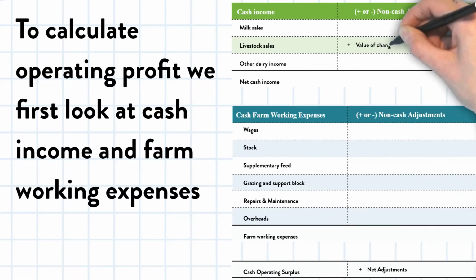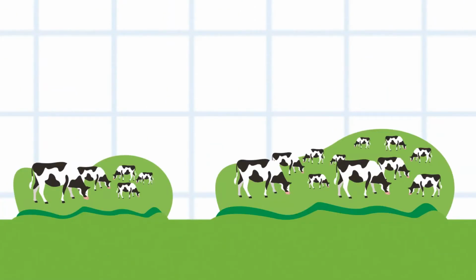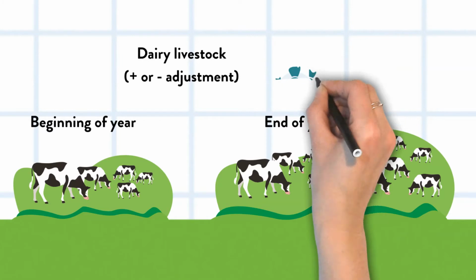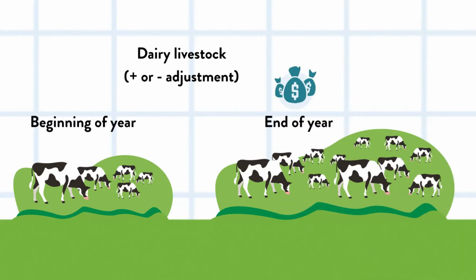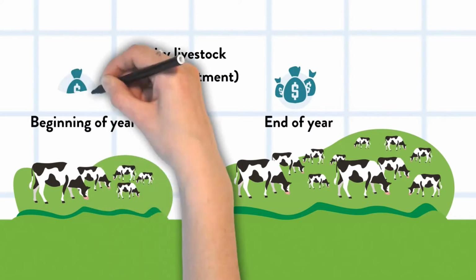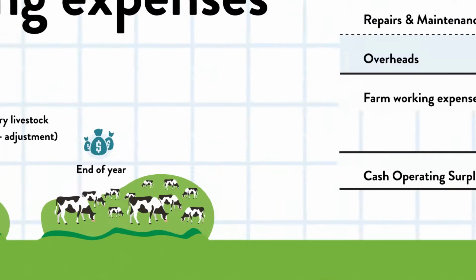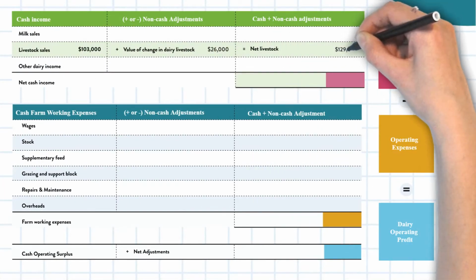An example of a non-cash adjustment is the value of change in dairy livestock. This can be a positive or negative adjustment. A positive adjustment would be a farm that has more stock at the end of the year than at the beginning of the year. A reason for this could be they purchased stock during the year, and if they did, this is a cash expense which makes the business look less profitable than other businesses that did not buy stock.